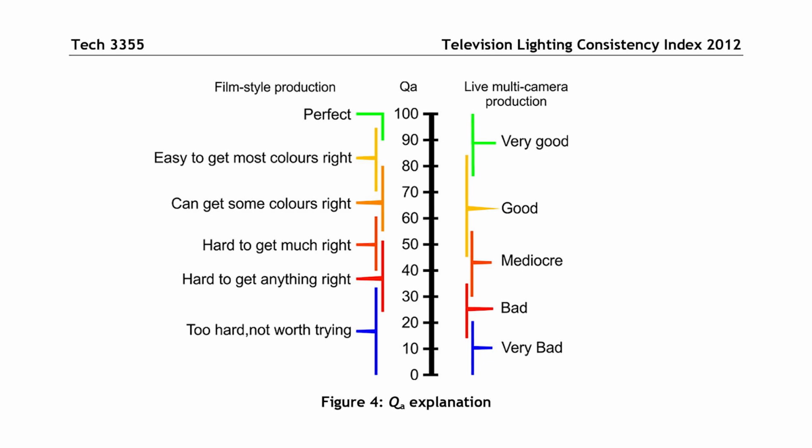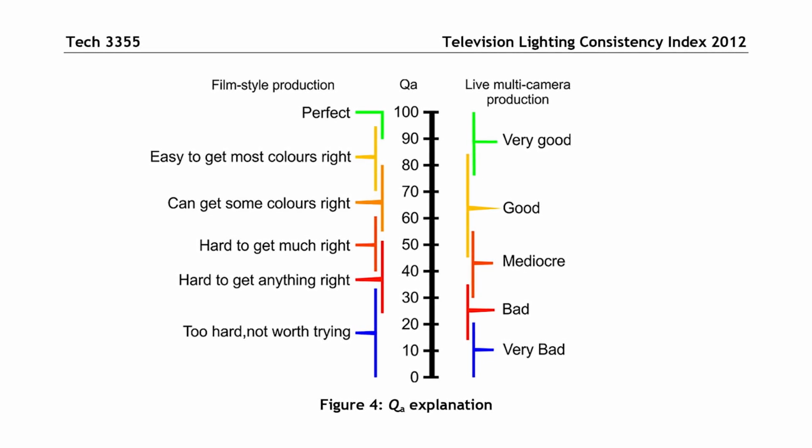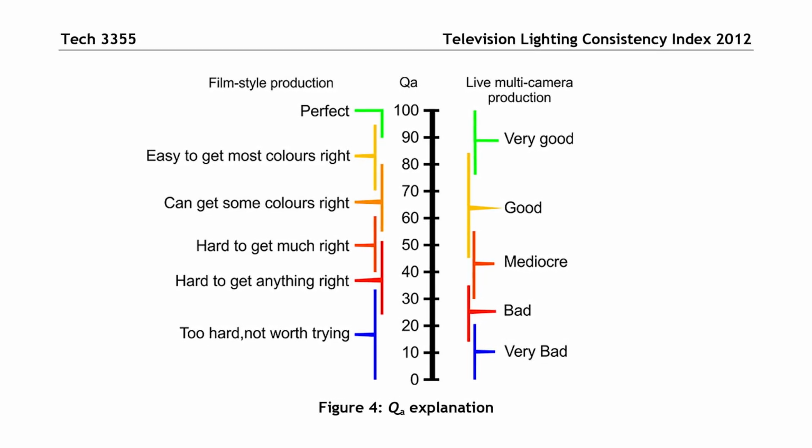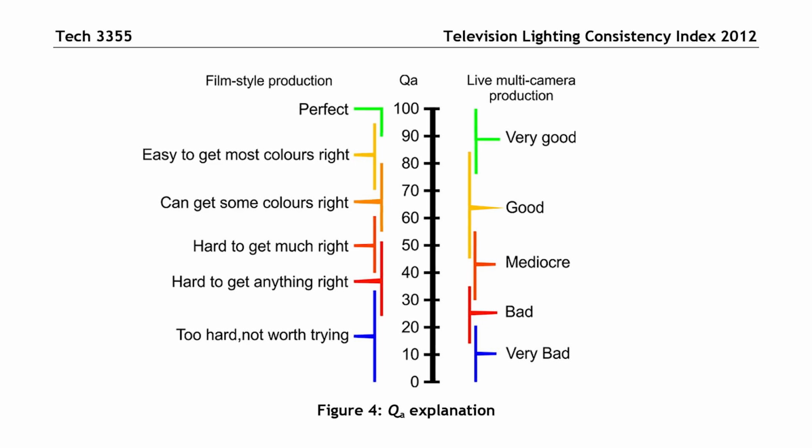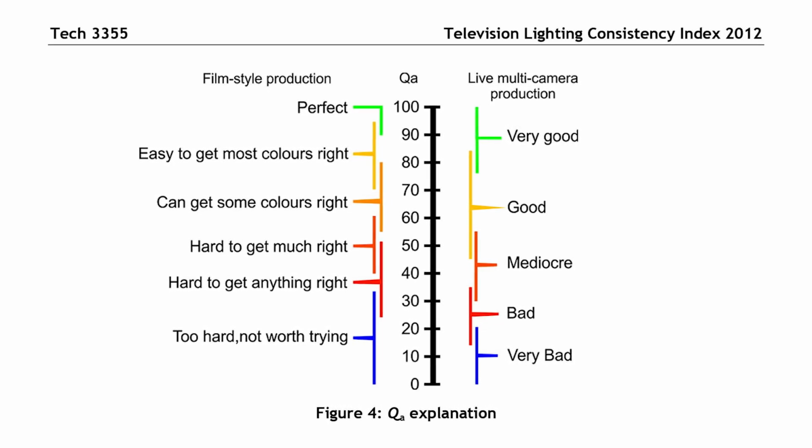Its score is evaluated in 2 ways. One, for a film-style production in which you will be color grading later, and a broadcast-style production in which live footage will be going straight out to the viewer. Here we show you the scale these scores are based upon, taken from the EBU, the European Broadcast Union Tech 3355 document. TLMF, the Television Luminaire Matching Factor, is a companion metric to TLCI.